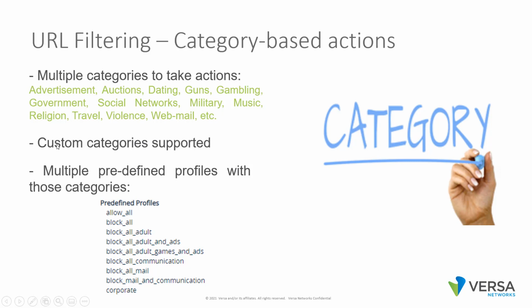Of course, you can create your own custom categories with your own list of websites or regular expressions that you want to create. And also, the system by default is supplied with multiple predefined profiles from Versa, such as, for example, block all adult content, or maybe block all games and advertisement and adult content, maybe block all communications, block all mail and communication, or a predefined corporate profile. So all of those are already provided to you, which you can use out of the box.